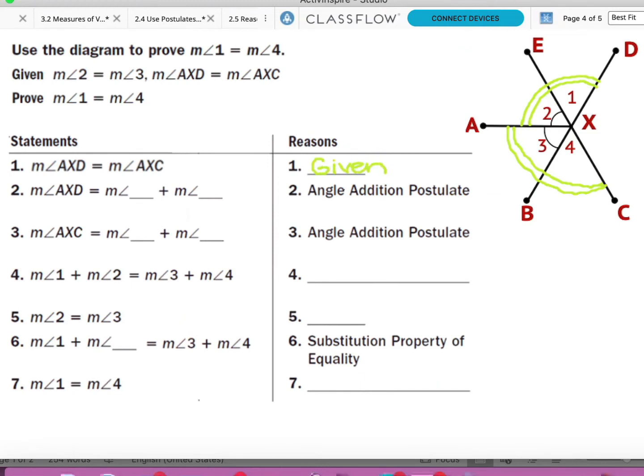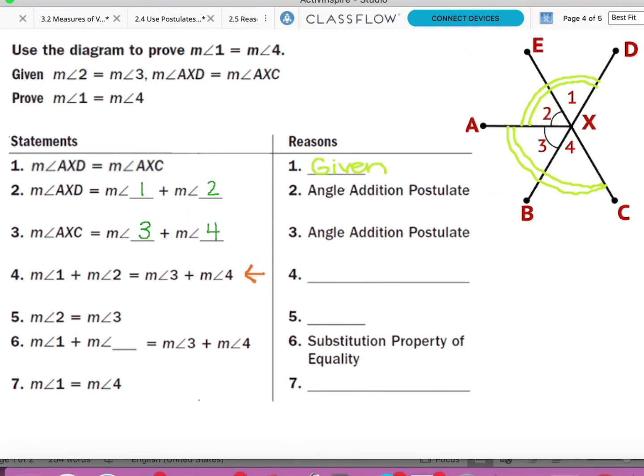And I was just talking about a combo of two angles. What was angle AXD made up of? AXD was that top one made up of angle 1 and angle 2. That's the angle addition postulate. The angle addition postulate tells us that two smaller angles add up to make that bigger angle. AXC, if you look at the picture, is a combo of angle 3 and angle 4.